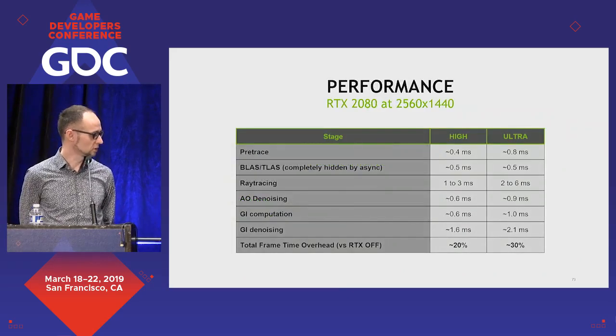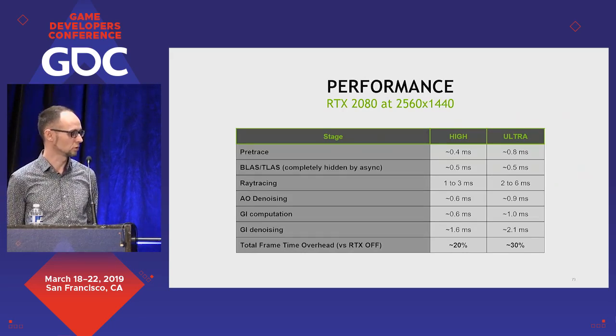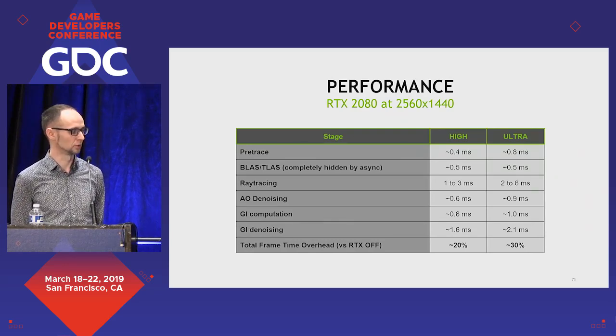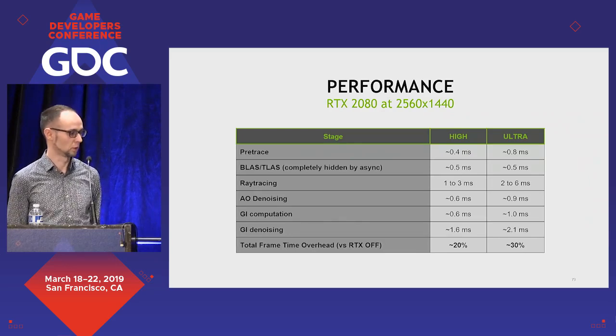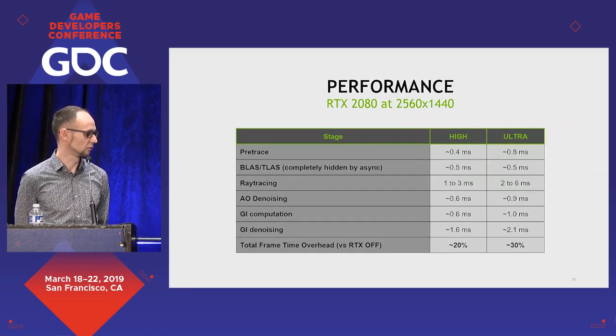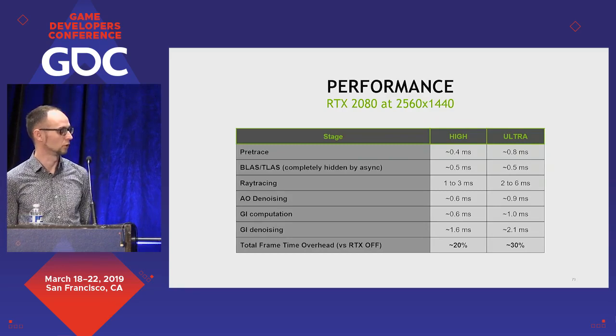Some words about the performance. So for RTX 2080 at 2560 by 1440 resolution, the most interesting thing is that BVH updates are completely hidden by async compute work. Ray tracing performance, of course, greatly depends on the resolution, so we use 1 ray per pixel for RT Ultra and half ray per pixel for RT High preset. Denoising performance barely depends on the content, so it's somewhere around 0.6 milliseconds for ambient occlusion denoising, for example, on this particular GPU, and resolution for RT High.